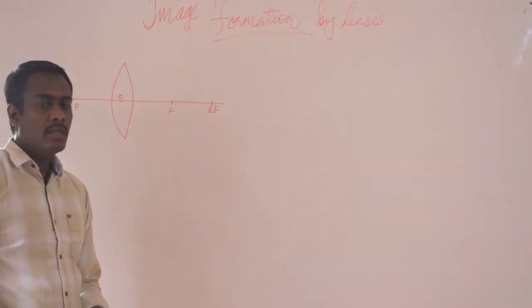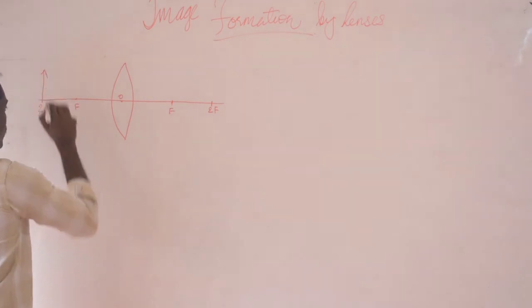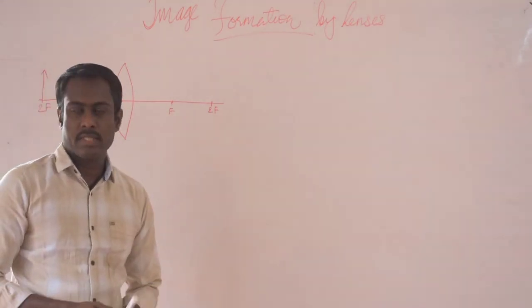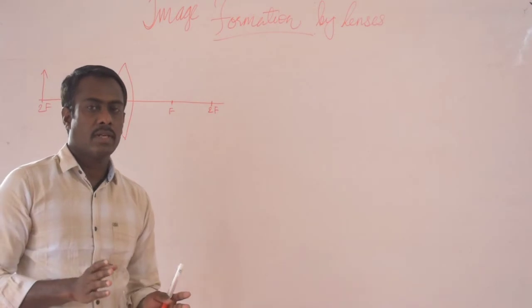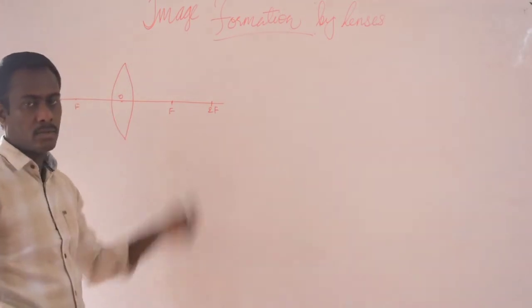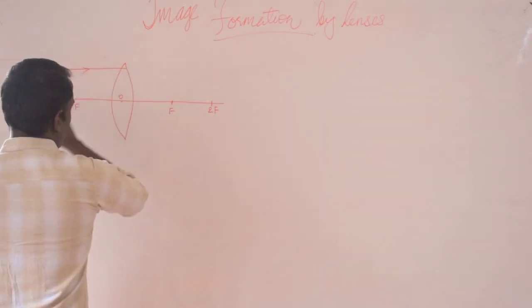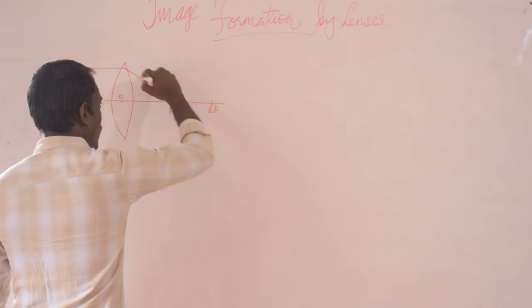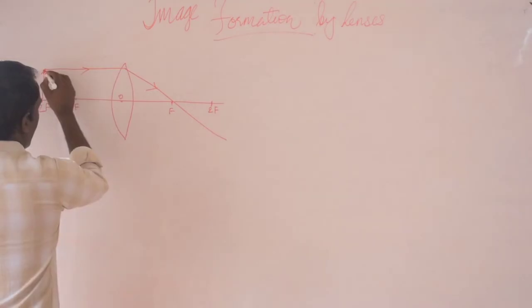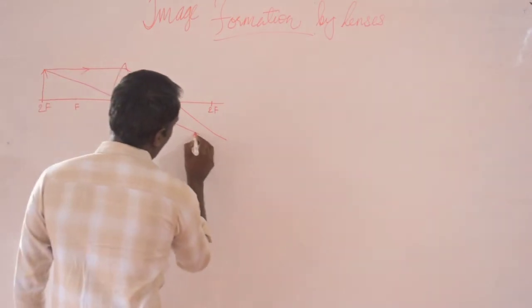Now consider the object is kept at 2F. Where is the object kept? At 2F. In exactly the same way, first we are going to consider an incident ray of light coming from the object that is parallel to the principal axis. That is the first ray we always consider. The lens will refract the ray, and after the refraction the ray will pass through the principal focus of the lens. From the same point, a ray of light passes through the optical center of the lens.